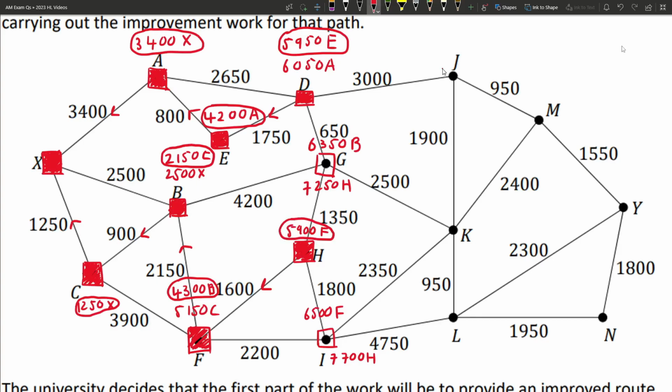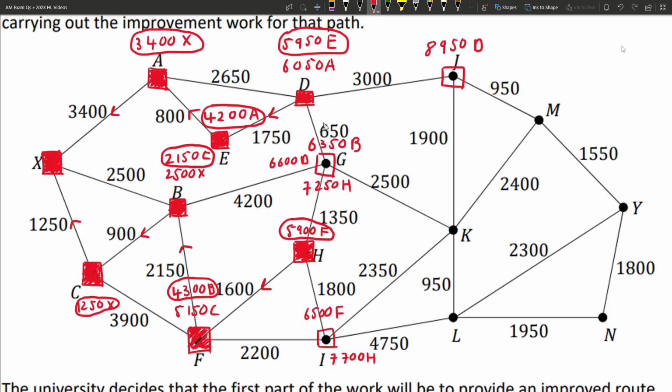Now connecting to D, we have J. And we also have G. So to get from D to G, we have 5,950 plus the 650 is 6,600, which I'll write here to the side. And that's via D. And now to go to J, we have 5,950 plus 3,000 is 8,950, and that is via D. Now we look at these, which one's the smallest?